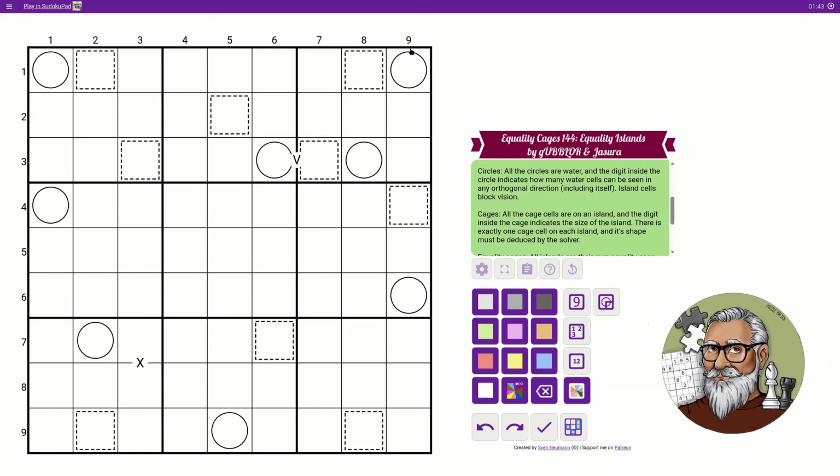Circles. All the circles are water, and the digits inside the circle indicate how many water cells can be seen in any orthogonal direction, including itself. Island cells block vision. Cages. All the cage cells are on an island, and the digit inside the cage indicates the size of the island. Okay. Right. There's exactly one cage cell on each island. Right. So these are all separate islands. Oh, okay. That's why they can't touch each other, probably. I mean, that makes sense then, right? Because then it's the same island. No, I still think that means orthogonal.